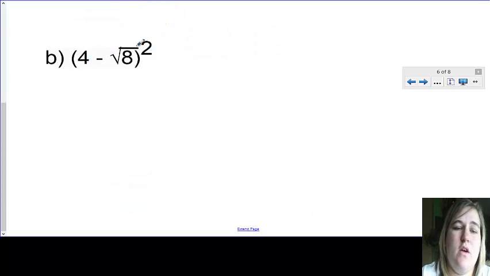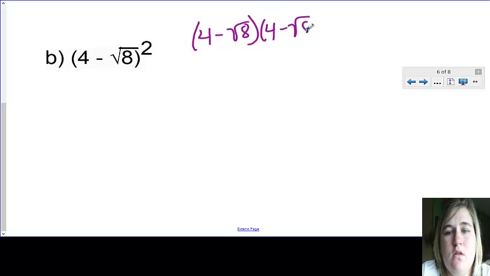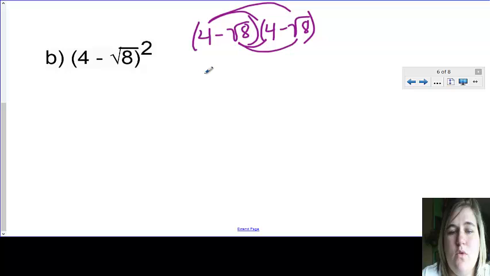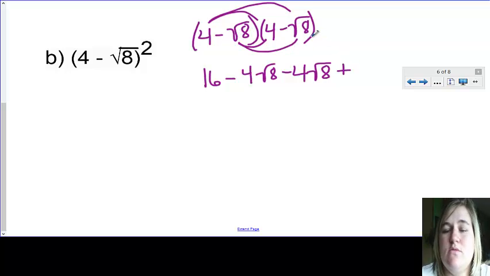This one, again, whenever we are squaring a quantity, we're taking that quantity times itself. So we're going to FOIL again here. First, outside, inside, last. First I have 4 times 4 is 16. Positive times a negative gives me a negative, which is going to be 4 radical 8. Negative times a positive gives me a negative. I get 4 radical 8. Negative times a negative is a positive, radical 8 times radical 8 is radical 64.